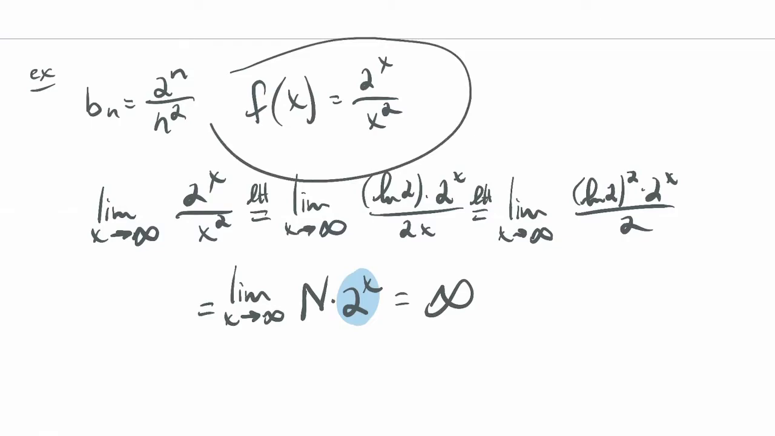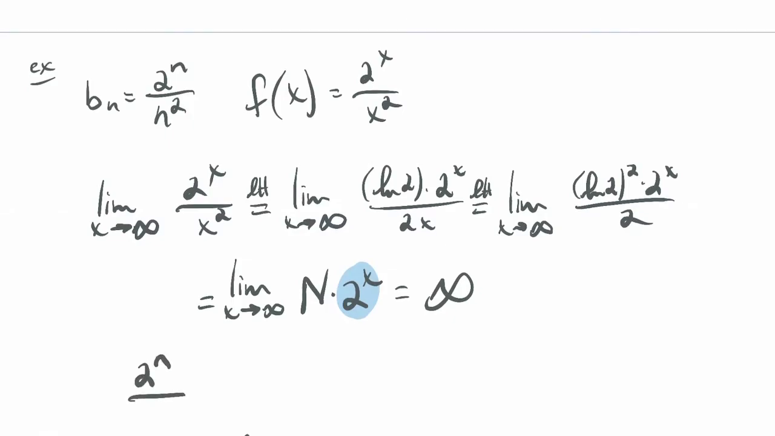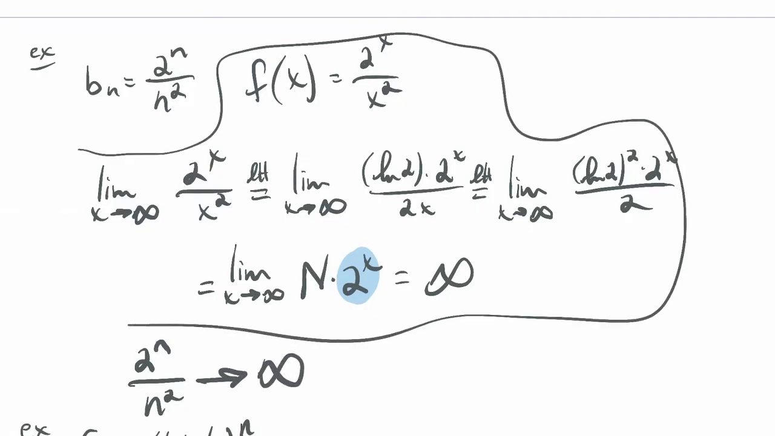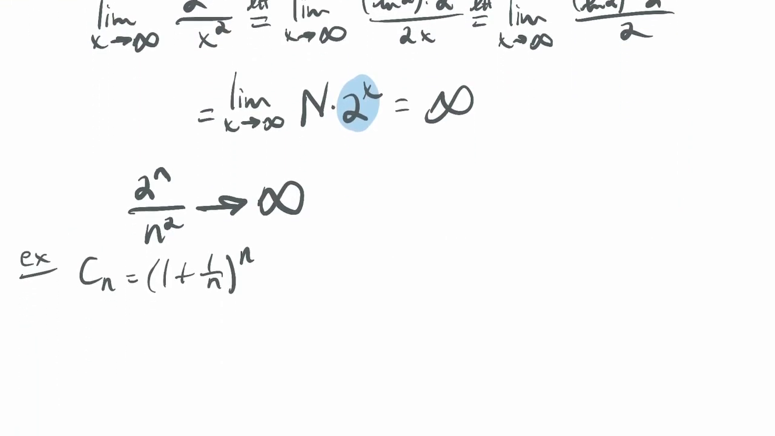Okay. So by using this function, I can do things like L'Hopital's rule, because I can use calculus on a function of a real variable, and I can find the limit of this sequence. So then I know that 2 to the n over n squared goes to infinity because of this justification here. All right. How about this one?